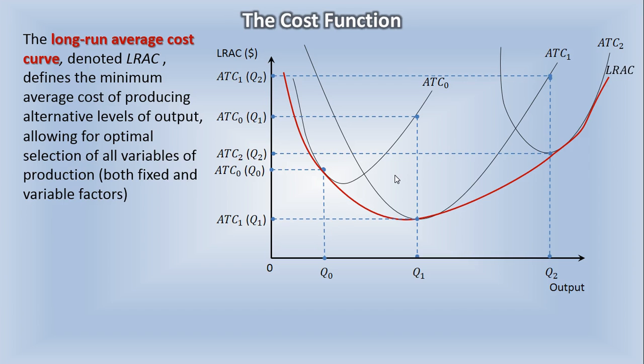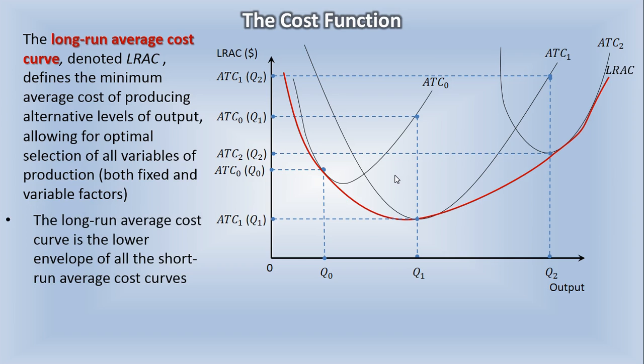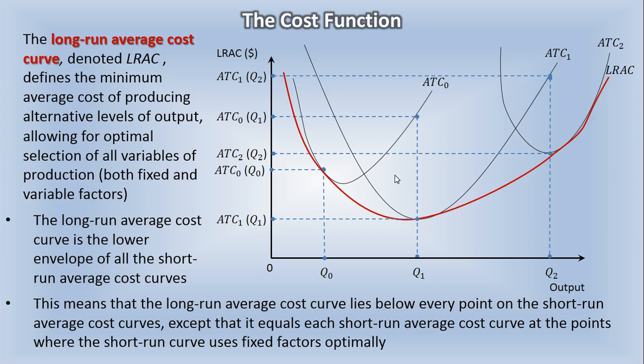So the long run average total cost curve, denoted by LRAC, defines the minimum average cost of producing alternative levels of output, allowing for the optimal selection of all variables of production, both fixed and variable factors. The long run average cost curve is the lower envelope of all the short run average cost curves. It's this red curve that you see here. This means that the long run average cost curve lies below every point on the short run average cost curve, except that it equals each short run average cost curve at the points where the short run curve uses fixed factors optimally.